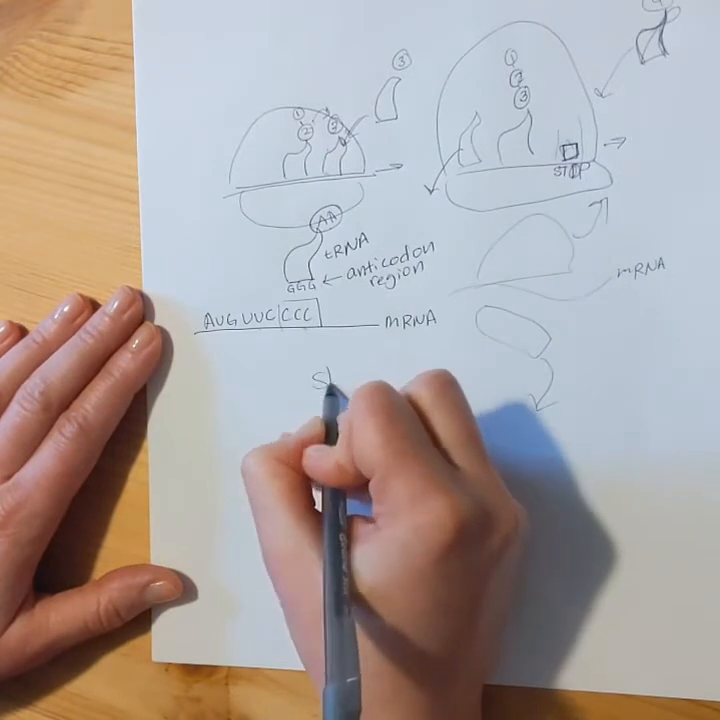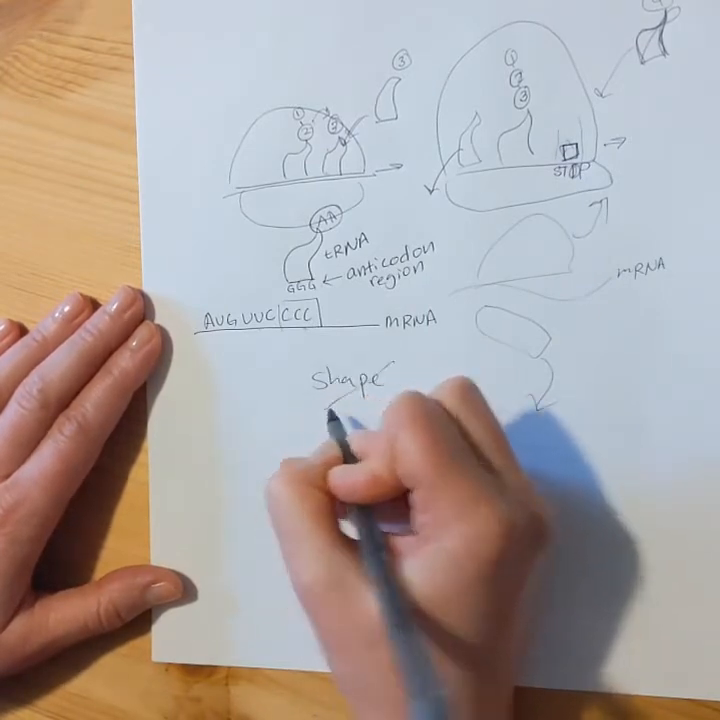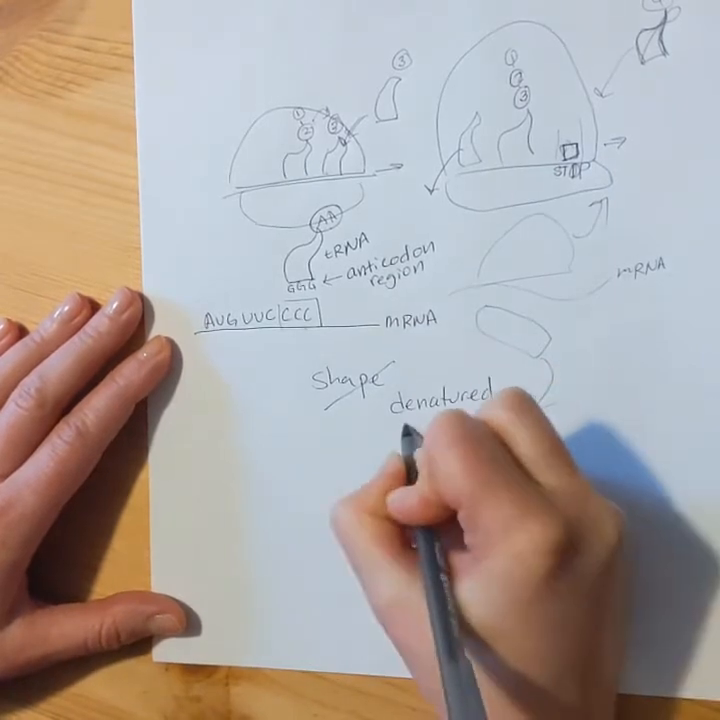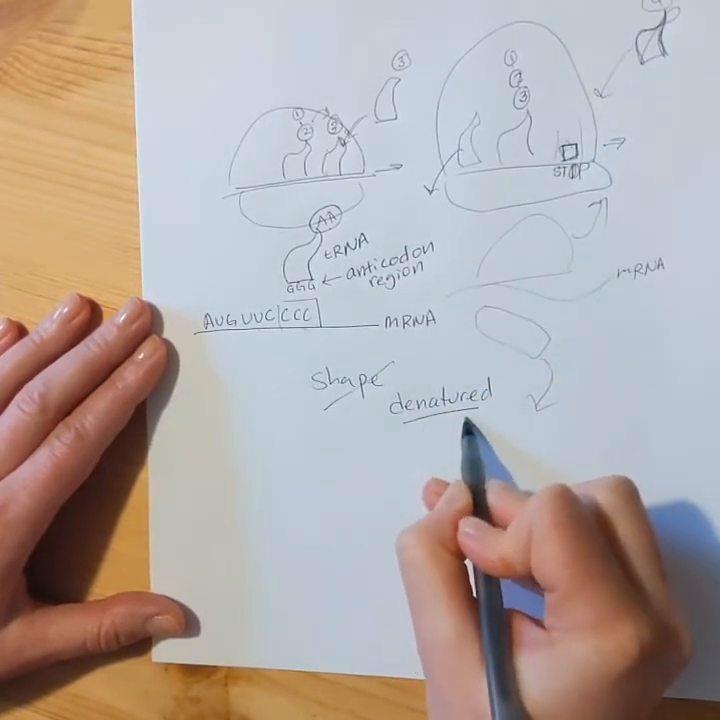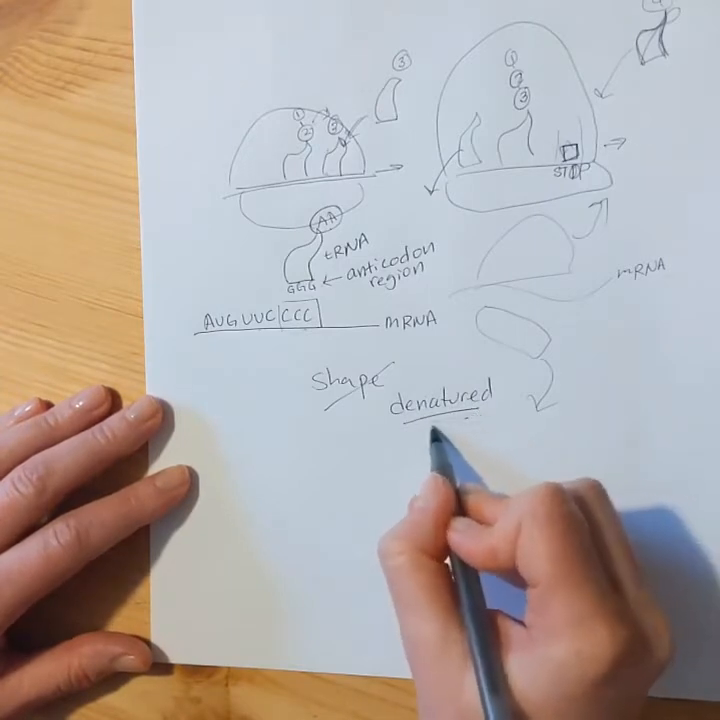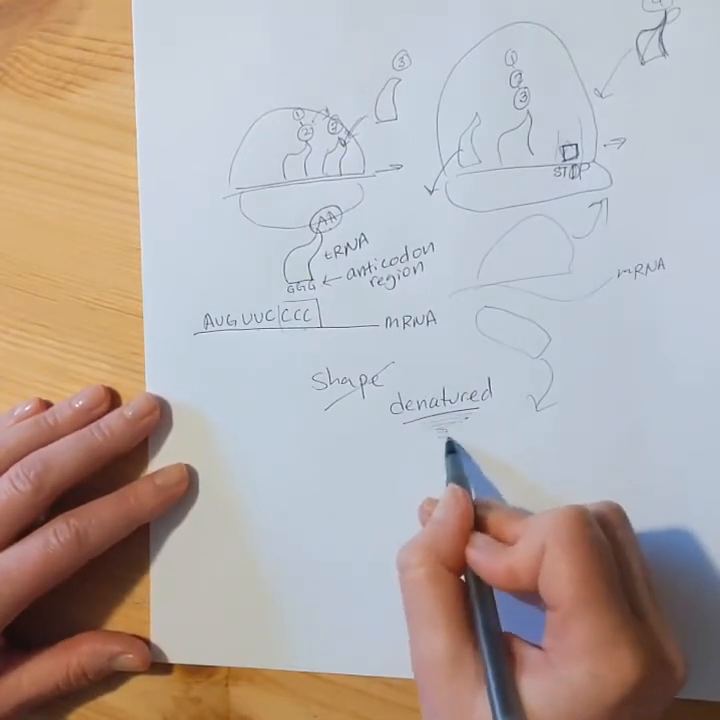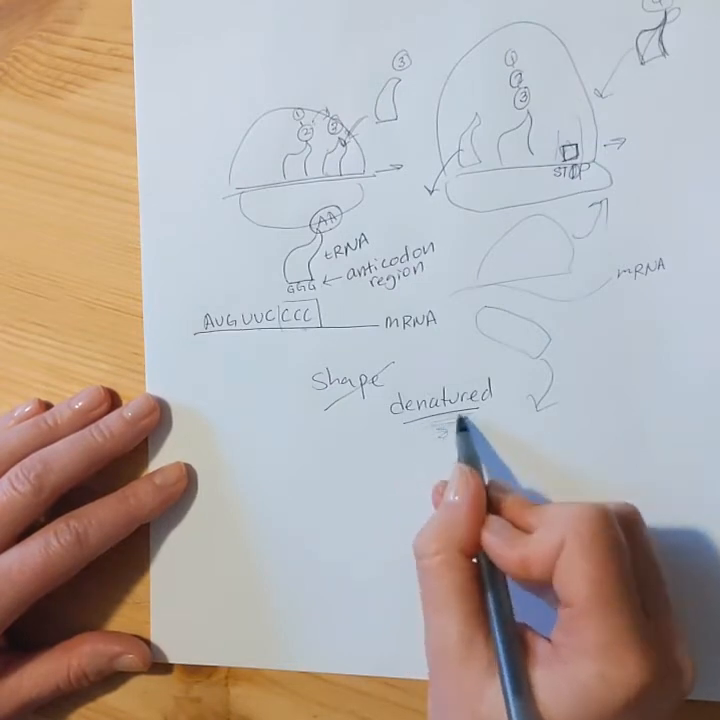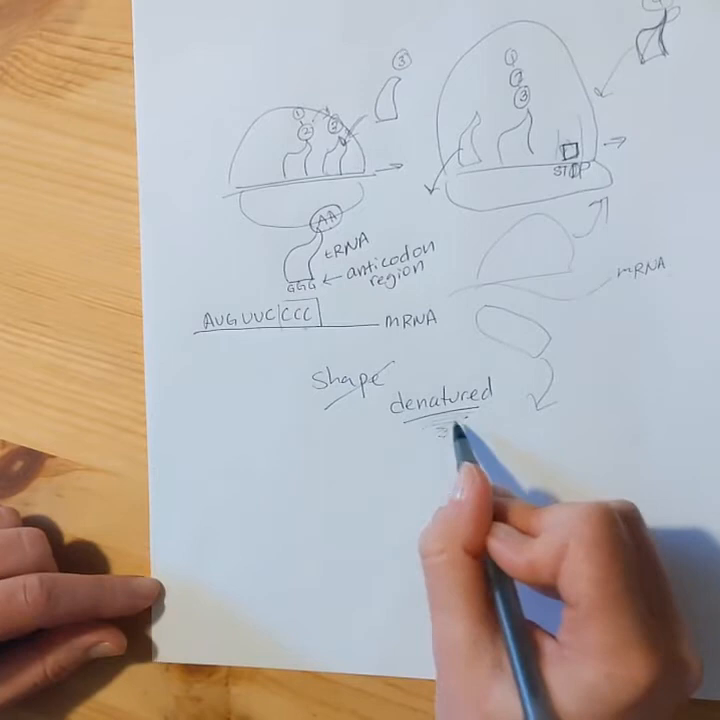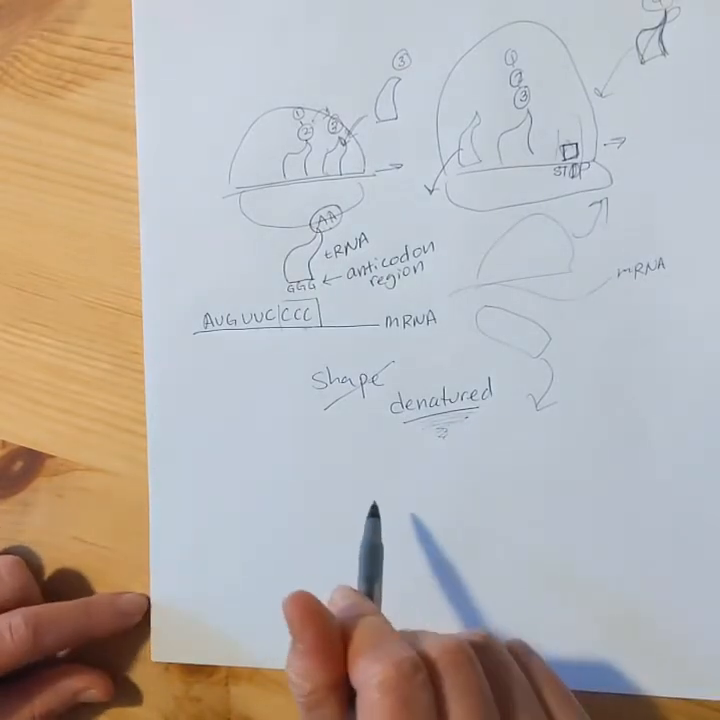Remember, if we ruin the shape of a protein, we call it denatured. And if your protein is denatured, it's no longer working, or it's working at a less good quality. It's hurt, for lack of a better word. It's detrimental to denature your proteins. Cool.